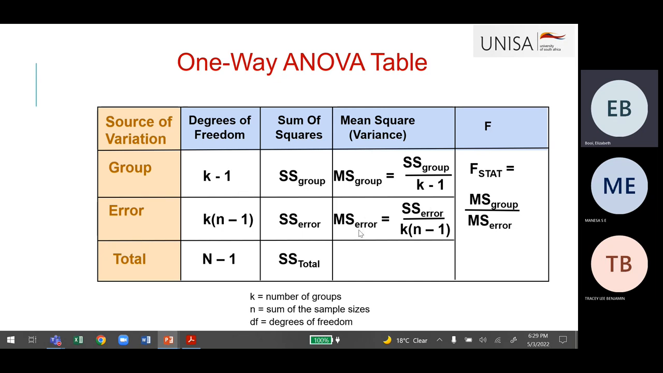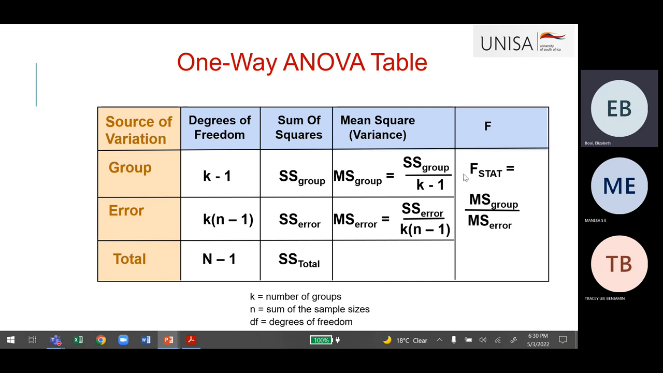The same will happen with the mean square error. You take the SS error divided by the degrees of freedom. That is not the end. You also need to calculate the test statistic, which is your F test statistic. To calculate the F test statistic for the one-way ANOVA, we use the MS group divided by the MS error, and that will give you your F test statistic.